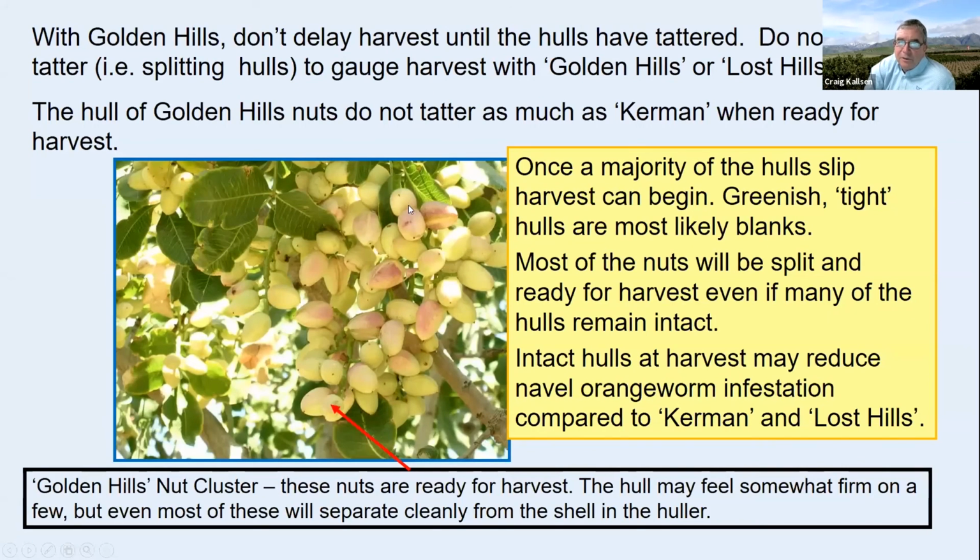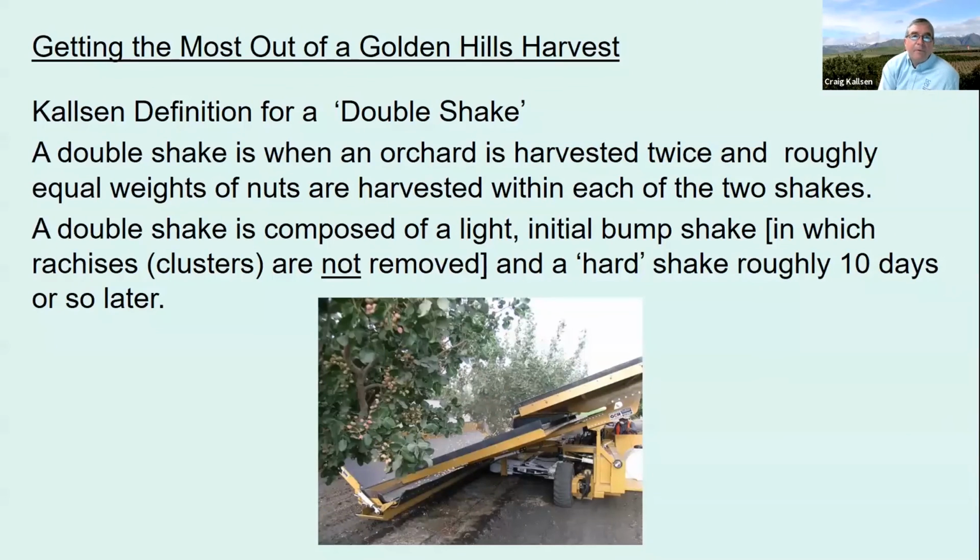So basically with Golden Hills, once a majority of the hulls slip, harvest can begin. The greenish tight hulls are most likely blank, so it doesn't matter, no use waiting for those. Most of the nuts will be split and ready for harvest, even if the hulls remain intact. And the nice thing about intact hulls, there's some evidence that reduces navel orange worm infestation. So in this picture here, these nuts are ready for harvest. Now the hull may feel somewhat firm on some of them, but generally I would err on harvesting a little early, because usually that hull will come right off.